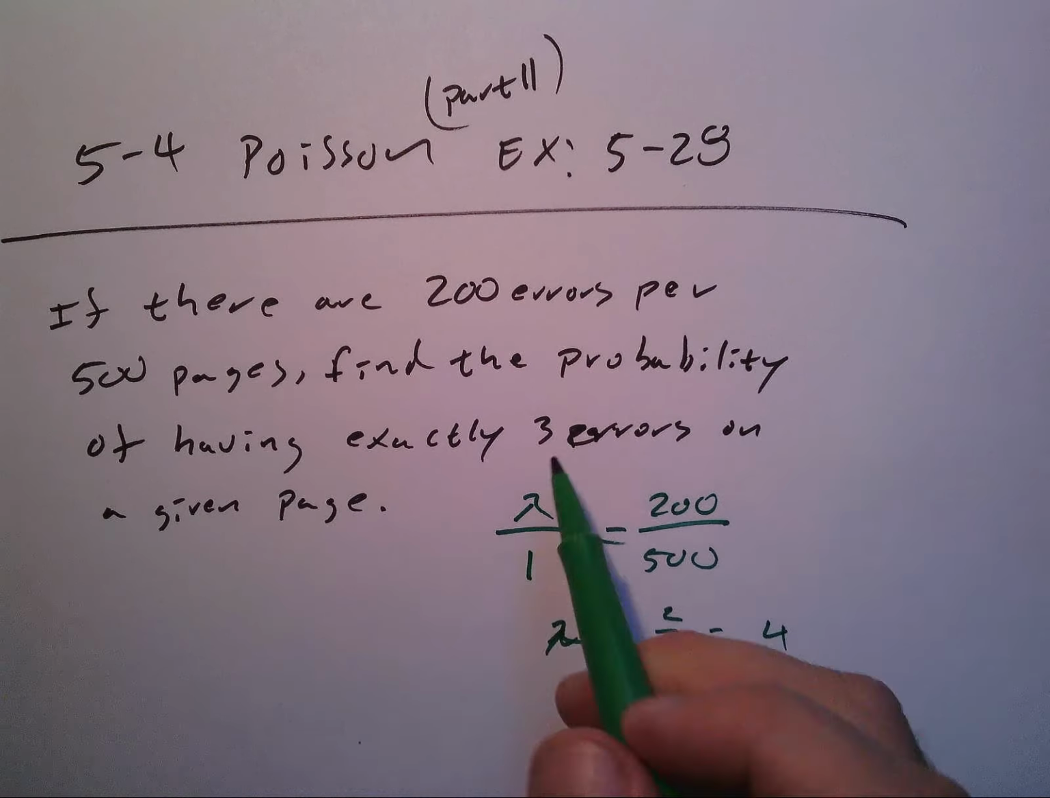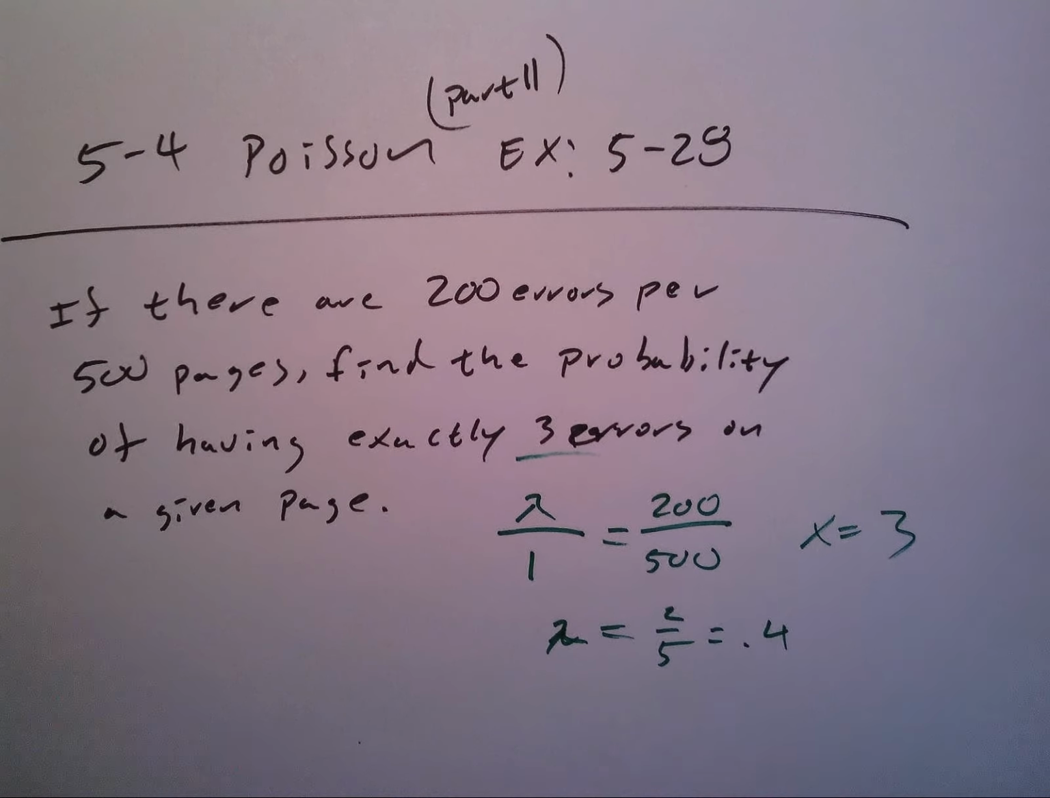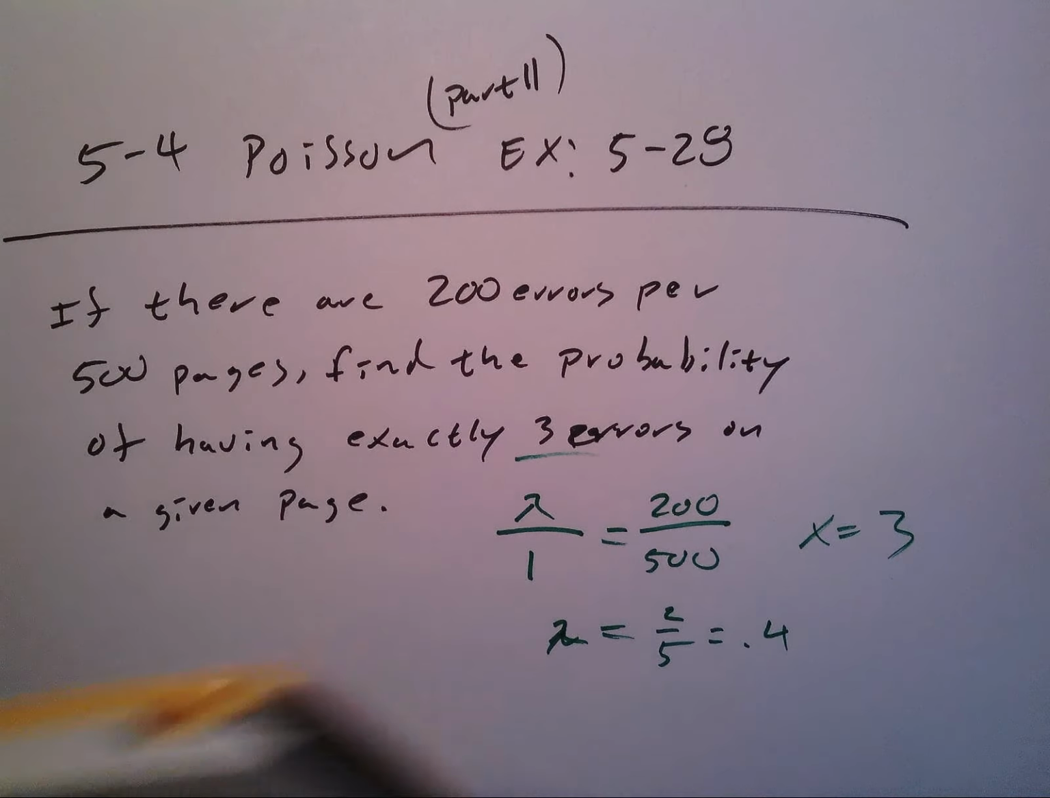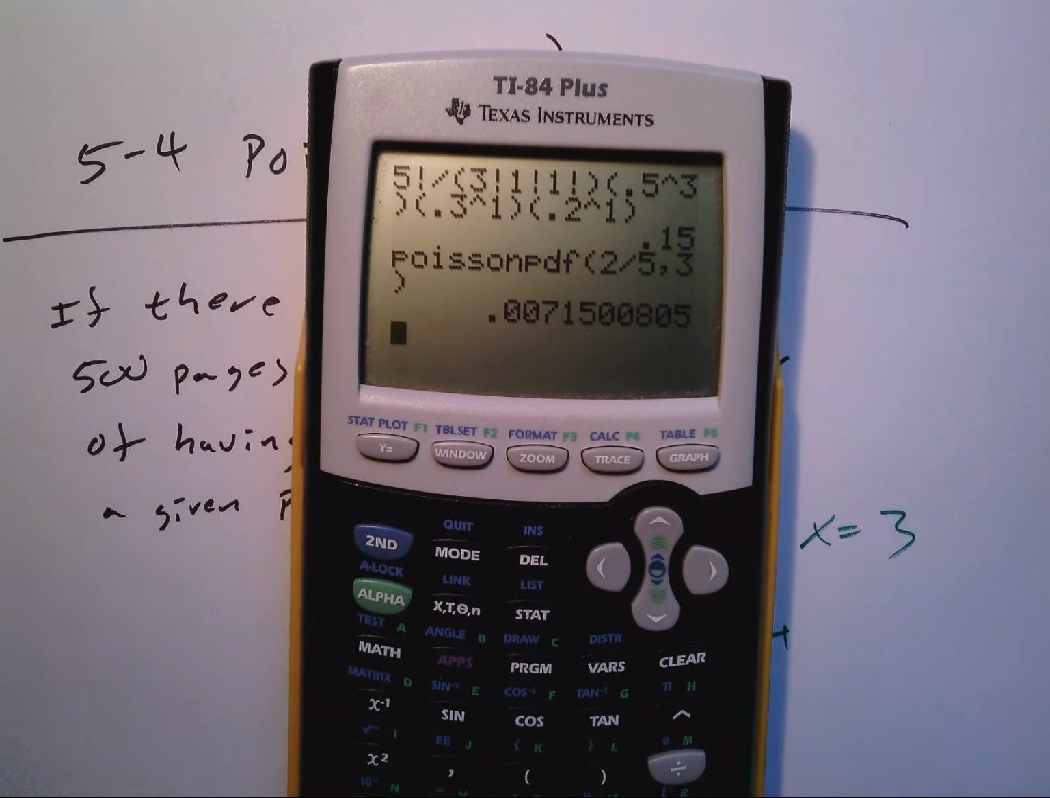Now we're looking for exactly 3 errors, so x is equal to 3. On our calculators, because this is where we're going to do the work, I have an exactly. I'm trying to find one value. If I'm doing exactly, I'm going to use PDF. If I was doing at least, or between, or more than, then I would use CDF, just like I did for the binomial, just like for the stuff in 5-3.